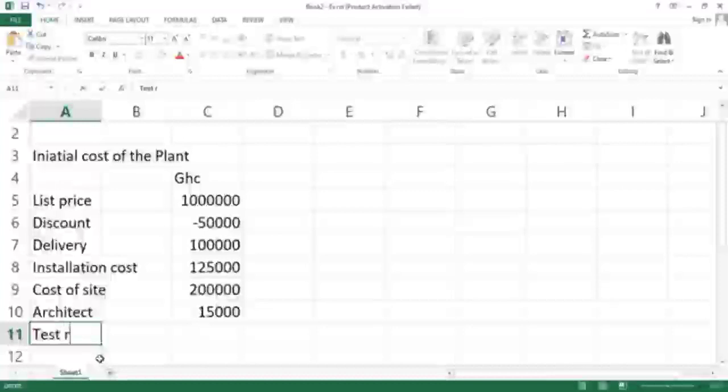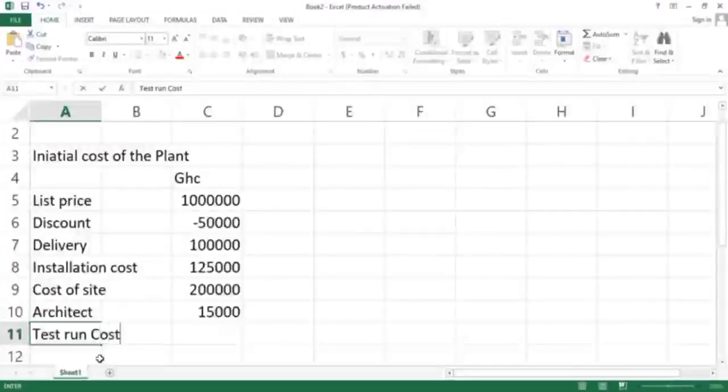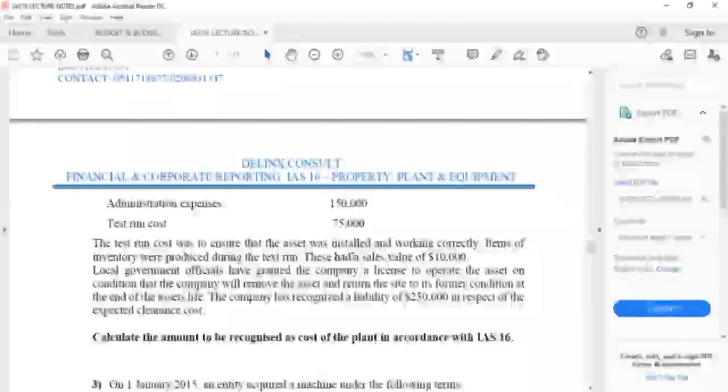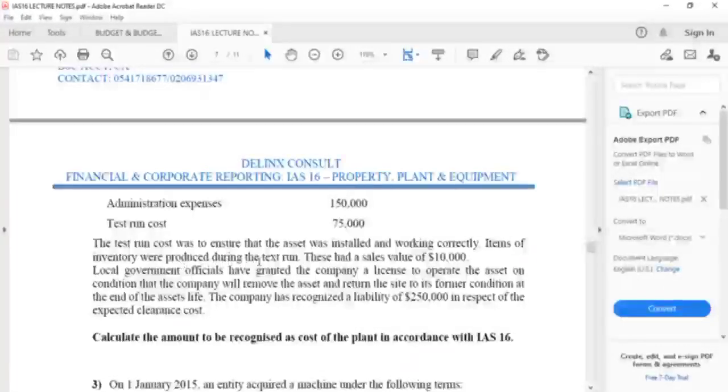But they say something about the test run cost. So let's look at that. Let's read what they have on the test run costs. The test run cost was to ensure that the asset was installed and working correctly. Items of inventory were produced during the test run. This had a sales value of 10,000. So what are we going to do? We are going to sell this inventory. If we are selling them, we incur a cost of 75,000 and we now have revenue of 10,000. So in all, what is the cost that we are incurring?